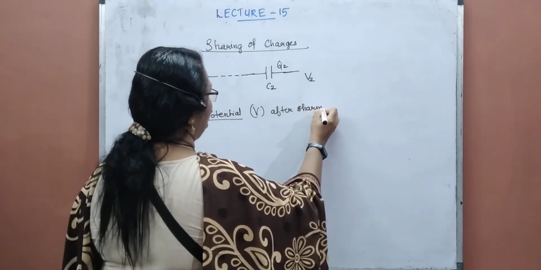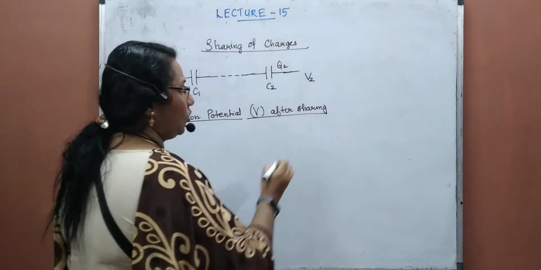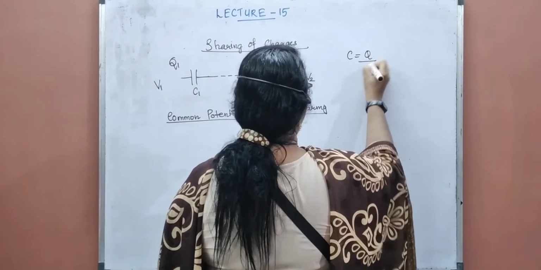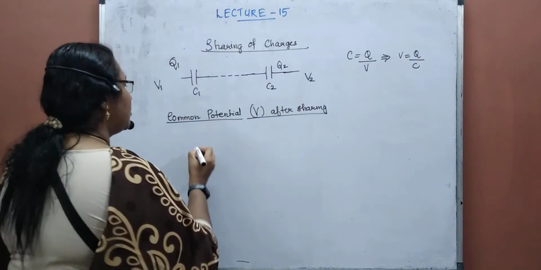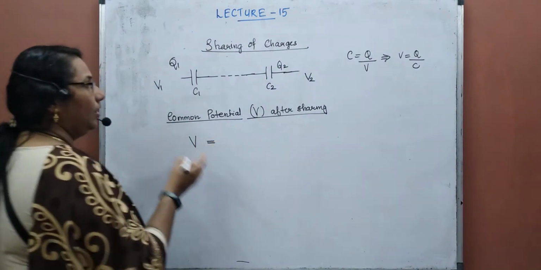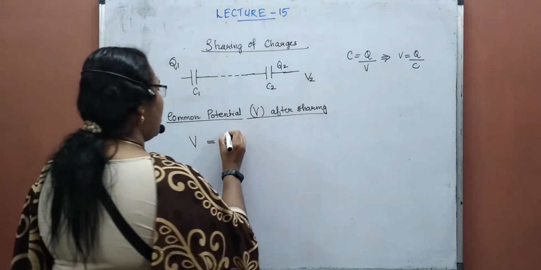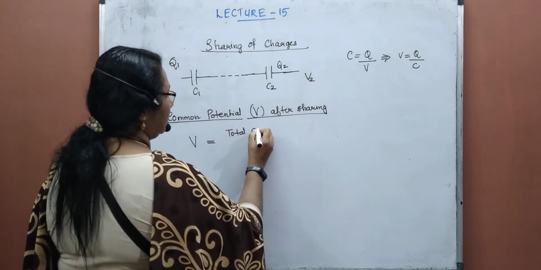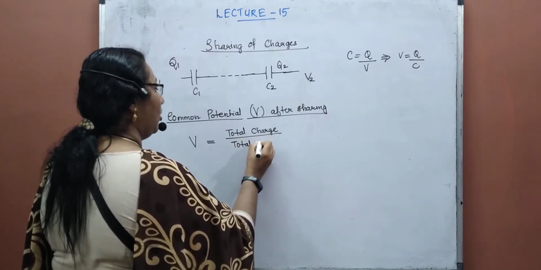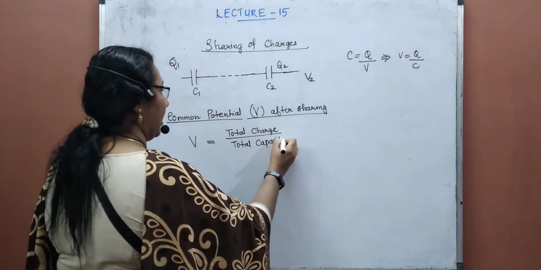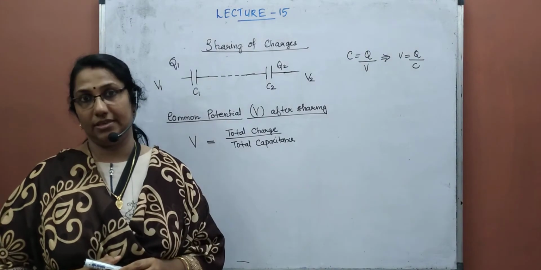What is the common potential after sharing? We are taking it as V. According to our basic equation, C is equal to Q by V, therefore V is equal to Q by C. So to find the common potential V, we take the ratio of charge to capacitance, that is, the total charge in the system divided by the total capacitance of the system.